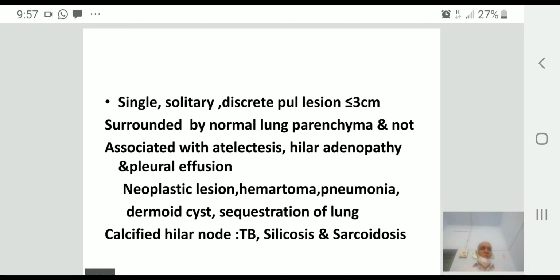Now the differential diagnosis of the solitary pulmonary nodule is a neoplastic lesion, benign or malignant. Second is a hematoma, or pneumonia, dermoid cyst, and sequestration of the lung. The calcified nodule is common in tuberculosis, second is silicosis, and third is sarcoidosis.